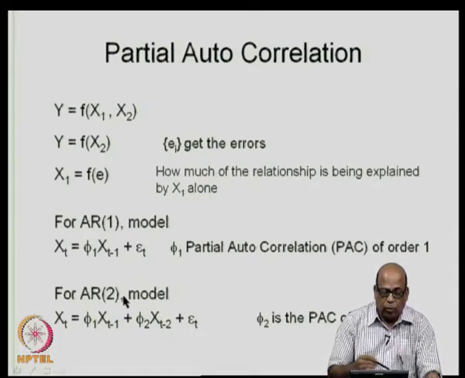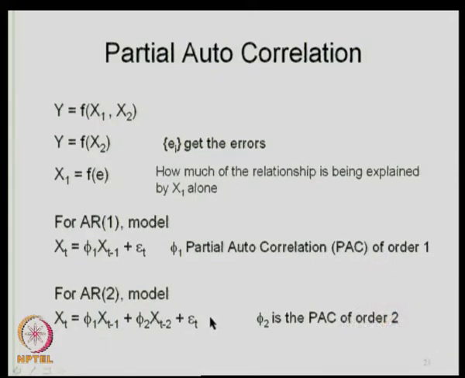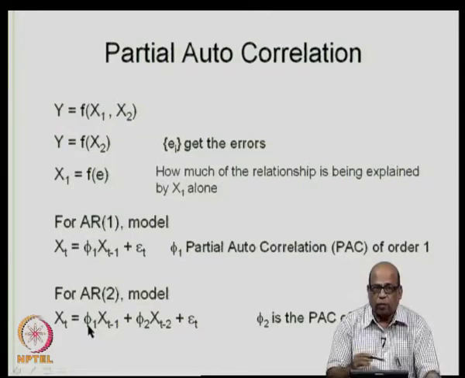Let us write AR2 now. AR2 we write as x t is equal to phi 1 x t minus 1 plus phi 2 x t minus 2 plus epsilon t. For the AR2 model, phi 2 is the partial autocorrelation of order 2. Remember, the phi 1 of the AR2 model is different from the phi 1 of the AR1 model, and the phi 1 of the AR2 model does not, I repeat, does not indicate the partial autocorrelation of order 1. If you want the partial autocorrelation of order 1, look at the AR1 model; the phi 1 of the AR1 model is the partial autocorrelation of order 1.